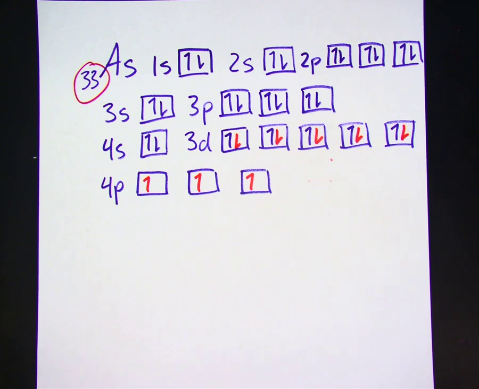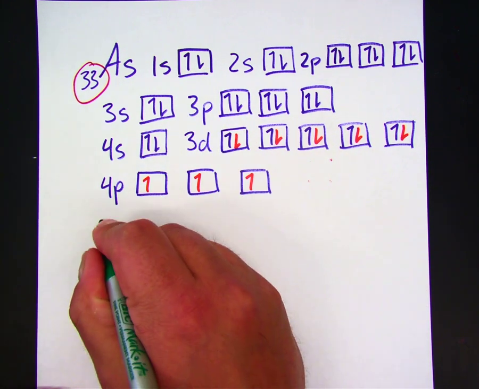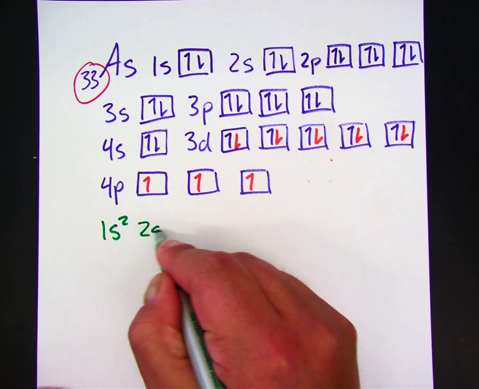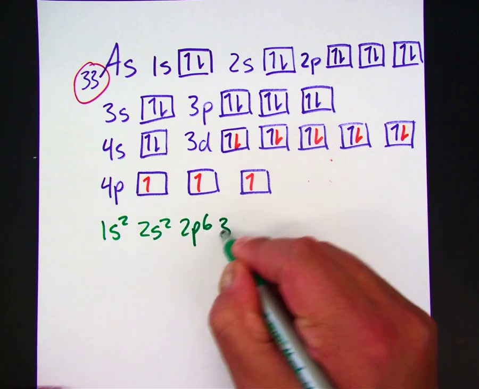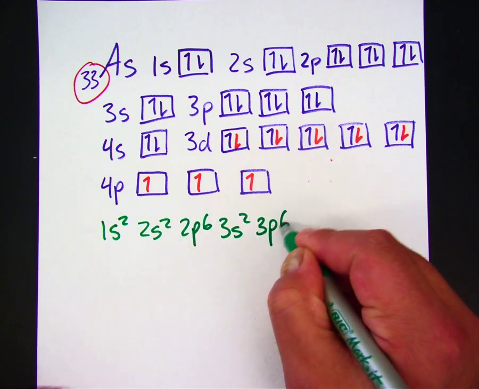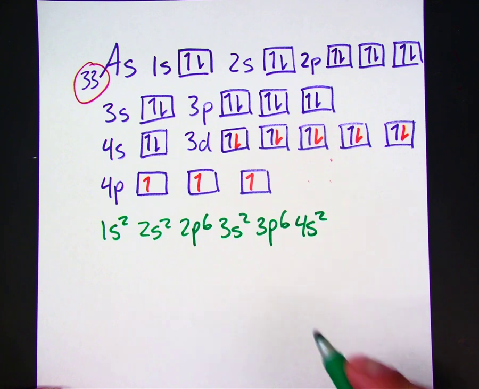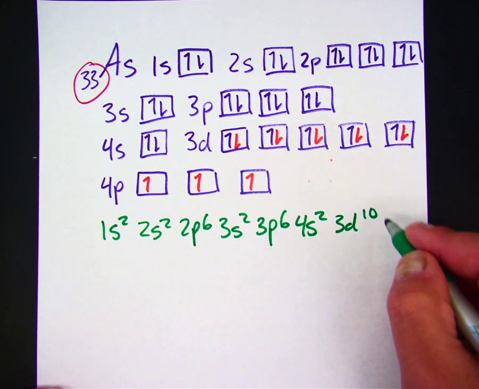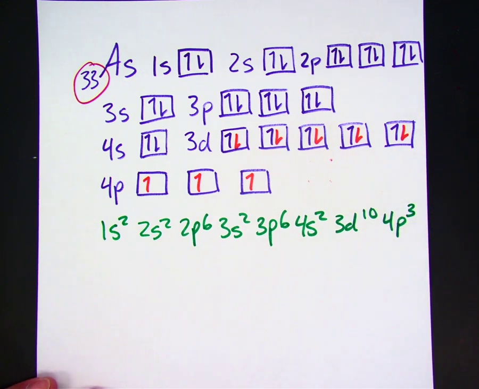So what you want to do with this one is just add these up. It's going to be 1s2, and that refers to this right here. The next one's going to be 2s2, and then perfect. And what else? 3D10. And what's last? 4P3. All right, good. Now we're going to do the noble gas shorthand.